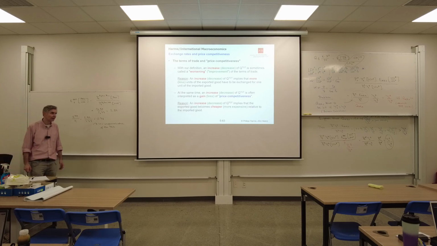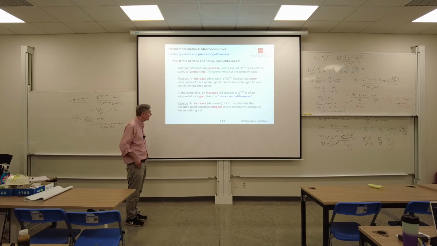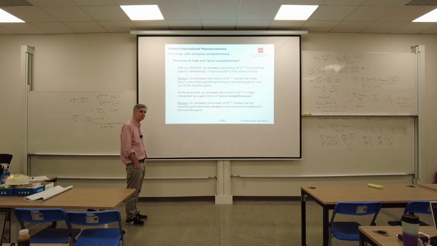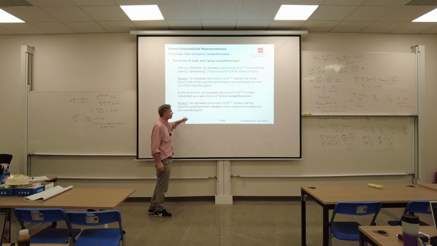At the same time, an increase of the terms of trade is often interpreted as a gain of price competitiveness, and a decrease of the terms of trade is often interpreted as a loss of price competitiveness. We're looking at two sides of the same coin. The reason is, an increase of the terms of trade implies that the exported good becomes cheaper relative to the imported good, and a decrease of the terms of trade implies that the exported good becomes more expensive relative to the imported good.